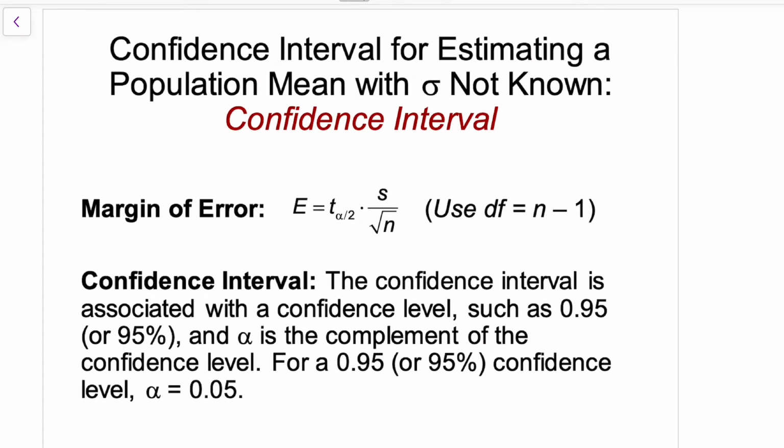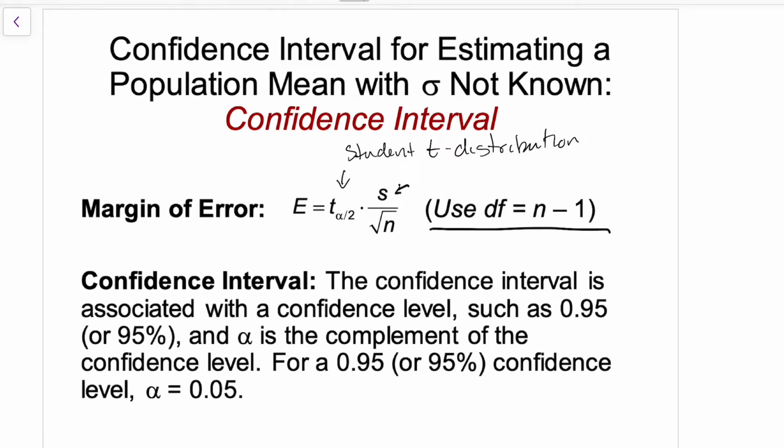So our margin of error is going to be E equals t sub alpha over 2, and this is called the student t distribution, times s, which is our sample standard deviation, divided by the square root of n. And again, it says use the degrees of freedom being n minus 1. And I know this doesn't mean anything to you right now. It will in a second.